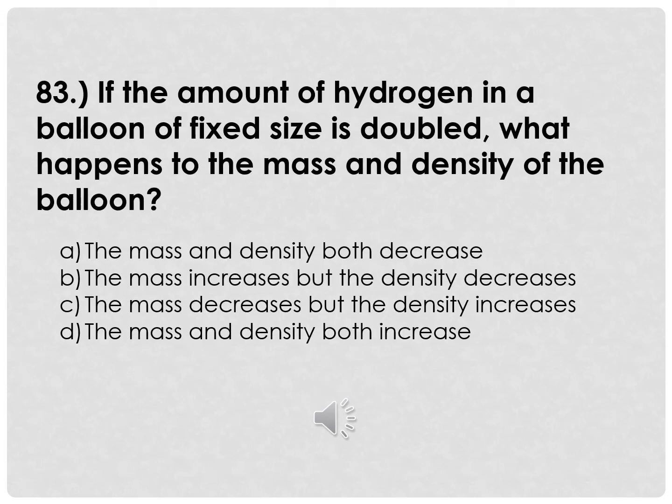If the amount of hydrogen in a balloon of fixed size is doubled, what happens to the mass and density of the balloon? So we have a balloon that cannot increase in size, and we're going to put more hydrogen into that balloon. Certainly the mass will increase because we're adding substance to the balloon. Density is simply mass divided by volume. Our mass is increasing, but our volume cannot increase because the balloon size is fixed. Therefore, density will also increase. The correct answer here is D, the mass and density both increase.